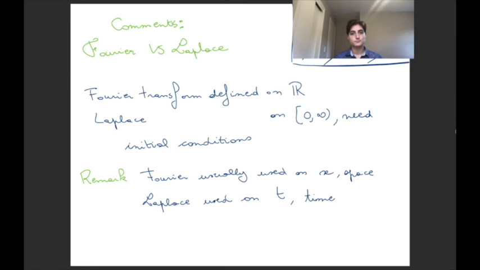Fourier transform is defined on R, minus infinity to plus infinity. The Laplace transform is defined from 0 to infinity and needs initial conditions, needs information at 0. This is why the Fourier transform is usually used on x, the space variable. On space, we usually also have some information on the boundedness at infinity, while Laplace is usually used on the variable t, on time, because we have information on the initial conditions and we wonder how they develop over time. In Fourier, we cannot enter initial conditions.